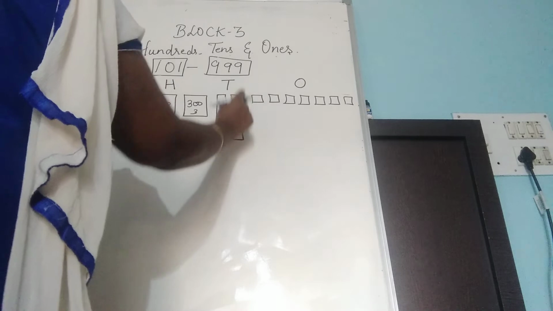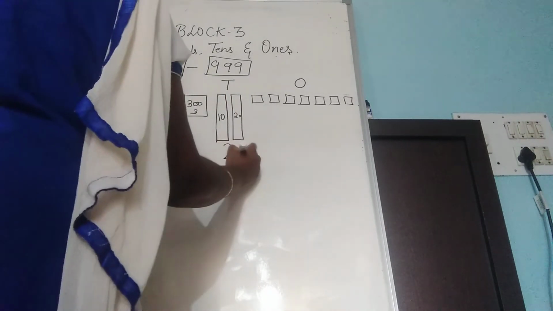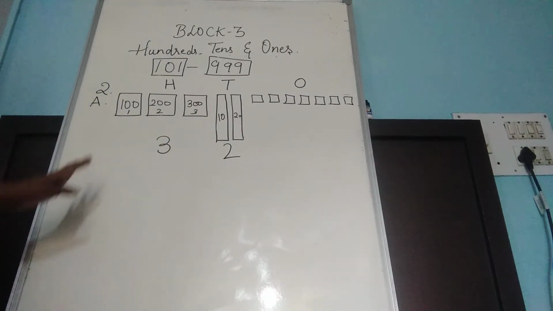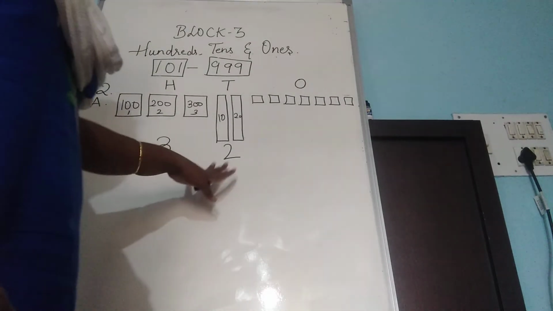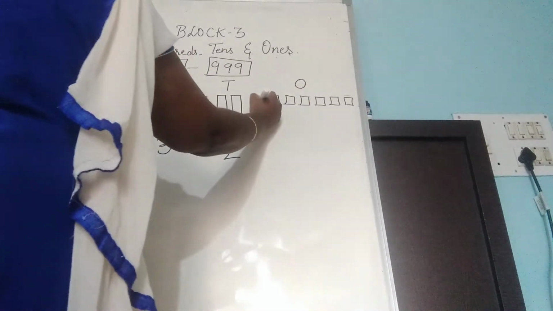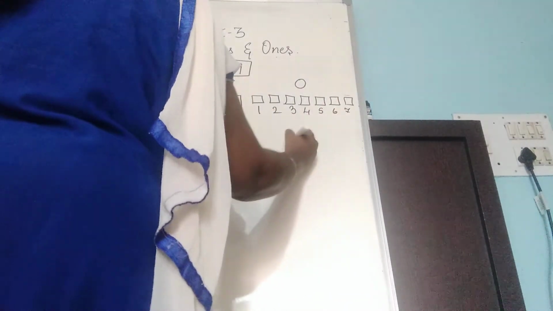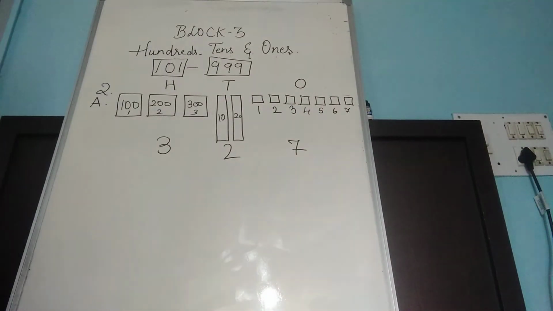If this is 10, the next will be 20. So how many tens are there? We have 2 tens. And how many singles, single digits, ones are there? 1, 2, 3, 4, 5, 6, 7. So in our ones column, it is 7.